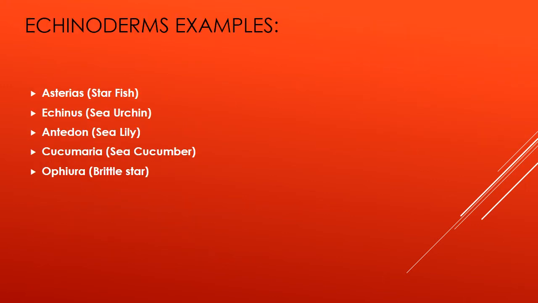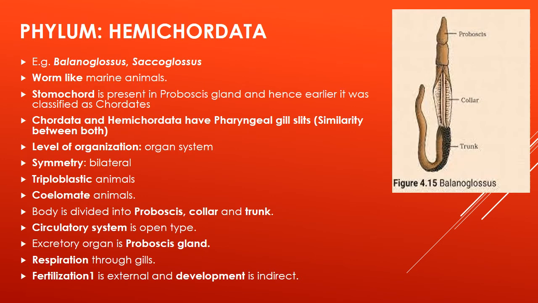I forgot actually, in mollusca you see the trochophore larvae and even veliger larvae. Even in the echinoderms you see the same larvae. Examples: Asterias, that is nothing but starfish; Echinus, sea urchin; Antedon, sea lily; Cucumaria, sea cucumber; Ophiura, brittle star. I think you need to remember the technical terms, names. So those are the echinoderm examples. Next, phylum Hemichordata.